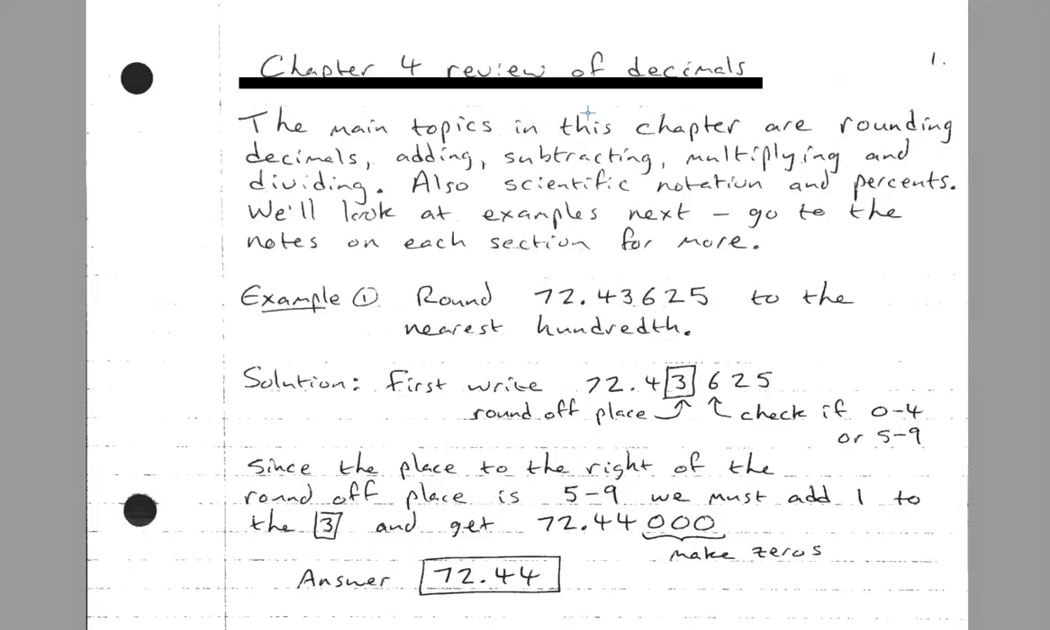Let's review Chapter 4 on decimals. Yeah, we'll look at the main topics. Those are rounding, adding, subtracting, multiplying, and dividing. Also scientific notation, and we'll look at percents from this chapter. And yeah, if you want more details, you can go into the notes.